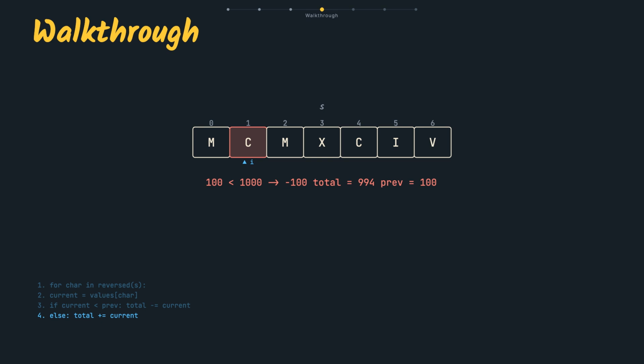Back to C, 100. Smaller than 1,000. Subtract. Total drops to 994. Last symbol. M is 1,000. Bigger than 100. Add. Total lands on 1994. Done.